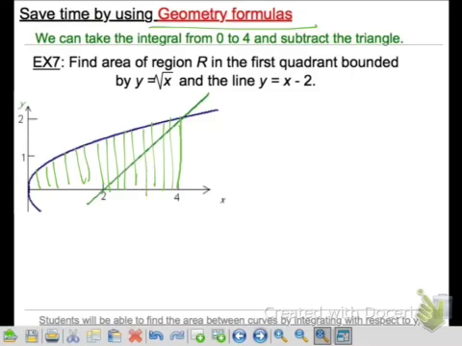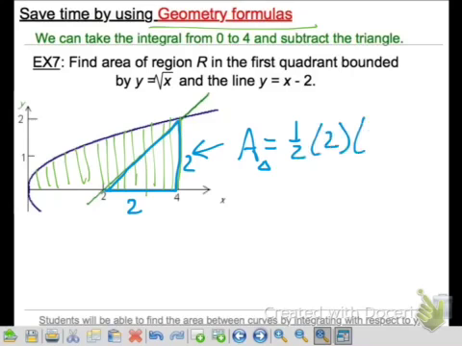But notice that what's left over here, if I take that whole integral going from 0 to 4, what I want to cut away is a triangle. And what is the area of that triangle? Well, we have a base of 2, a height of 2, and so 1/2 of 2 times 2, or just 2. So since the integral is based on area, we can use simple geometry formulas when we see them as a valid way of solving the integral.